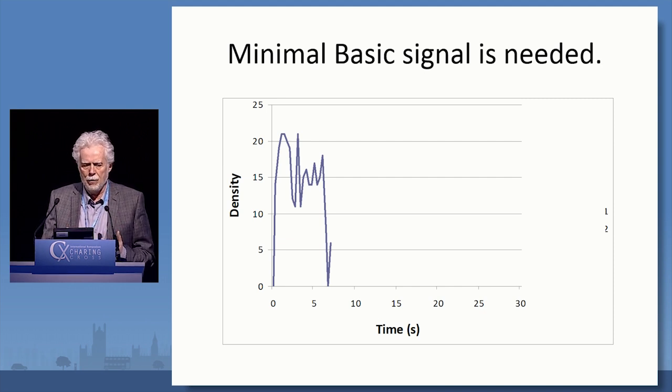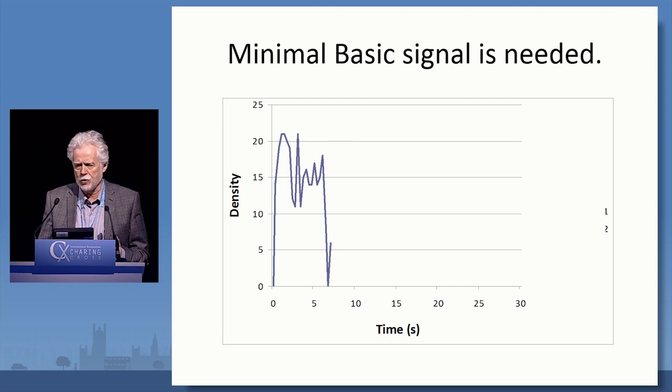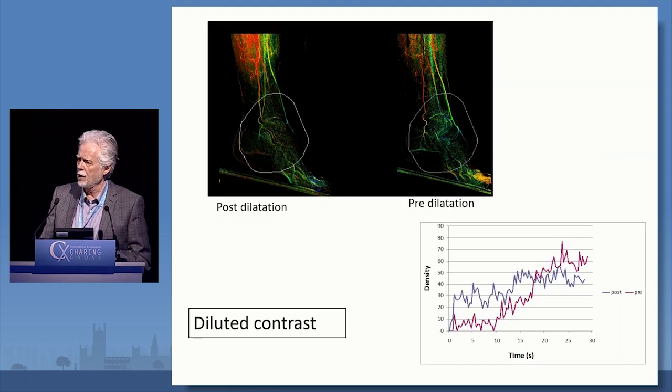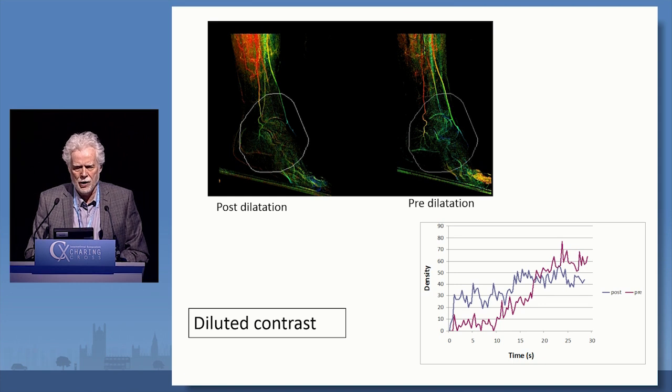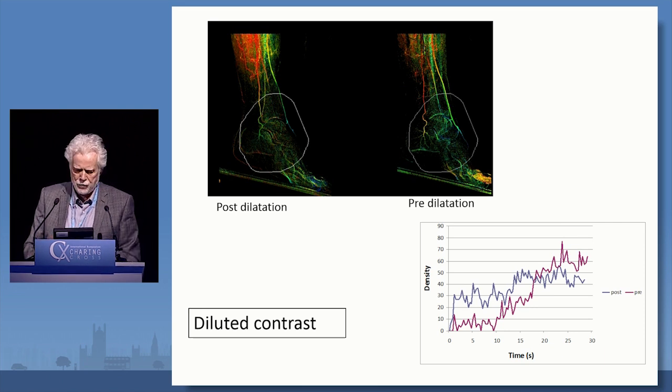But a minimal basic signal is needed. If you have a patient where everything is occluded because there's peripheral disease, there's no blood coming into the foot, you don't get a good signal. The other thing is you have to have high density contrast. If you dilute your contrast, you get a signal, but very disturbed. So the parameters have to be very fixed, otherwise you don't get a good signal. The inflow, the density of the contrast, everything has to be very, very fixed to do this.